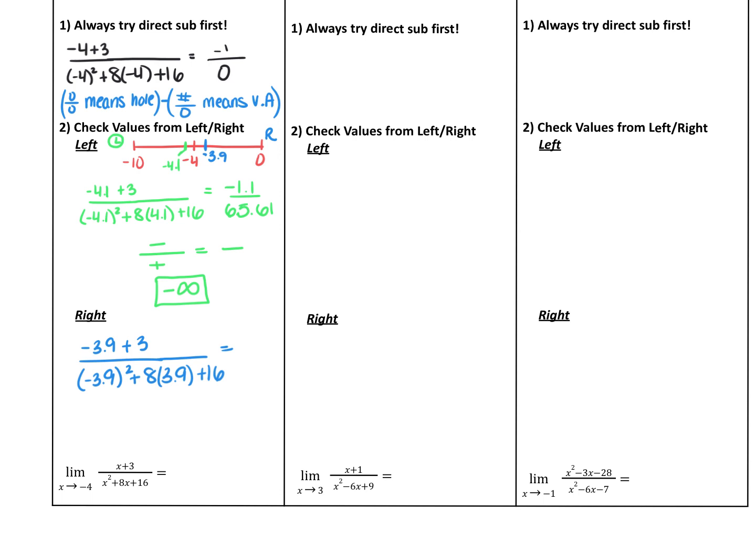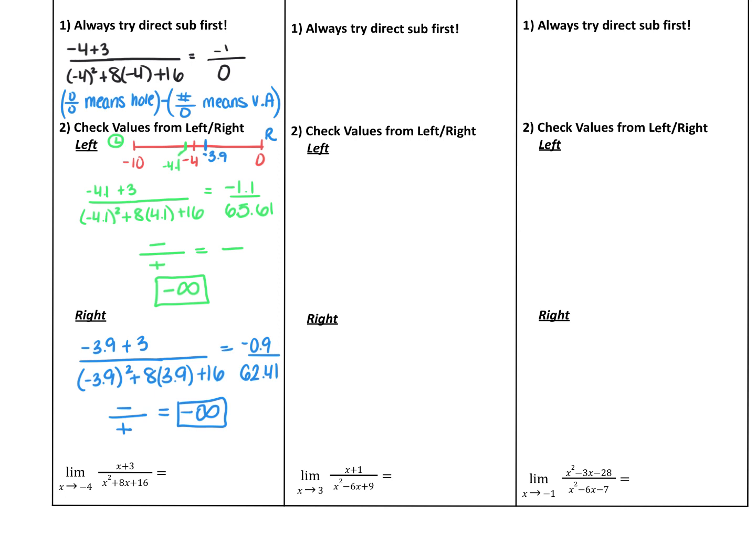Okay, so for the top, I got negative 0.9. And for the bottom, I got a positive 62.41. Again, it doesn't matter what number this is and what number this is. It matters the sign. So the negative 0.9 is negative. The denominator, 62, is positive. So a negative divided by a positive is also a negative. Therefore, we can say negative infinity.